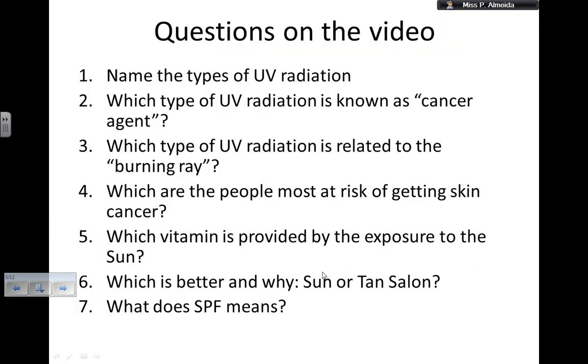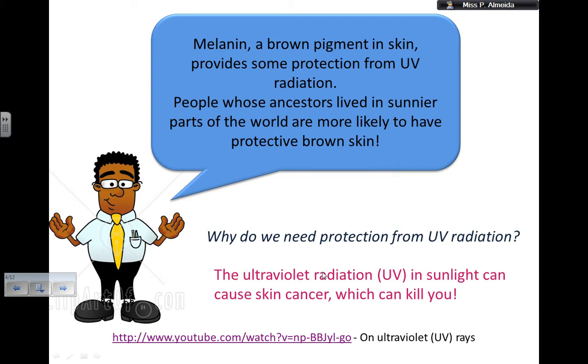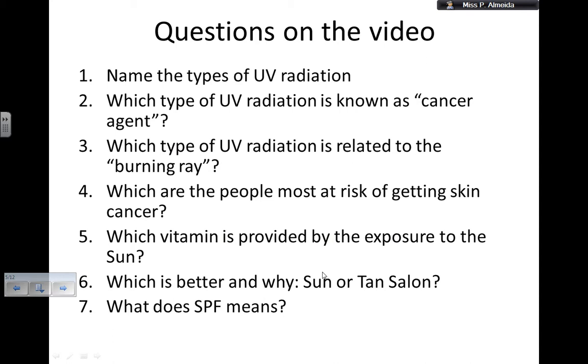So these are the questions that I want you to try to answer using the video. Types of UV radiation. Which UV radiation is known as a cancer agent, and which is the burning ray? Which are the people most at risk of getting skin cancer? Which vitamin is produced by the exposure to the sun? Which is better, sun or tan saloon? And what does SPF mean, okay? So click on the video, and then I'm going to go over the answers that you will get in the video. So pause the video if you don't want to check the answers just yet, okay?